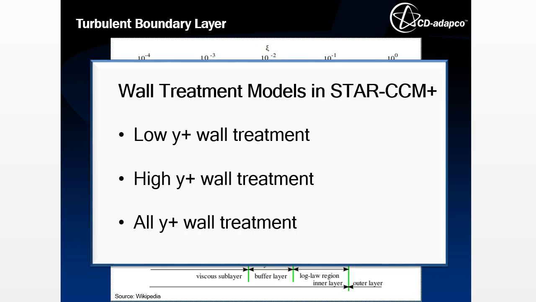Several wall treatment models are available in Star-CCM+ to model the near wall turbulent boundary layer. A wall treatment model, namely the low Y plus wall treatment, the high Y plus wall treatment, and the all Y plus wall treatment, is simply a set of configurations and assumptions to model the near wall turbulence quantities, such as the turbulent dissipation, turbulent production, and the wall shear stress.